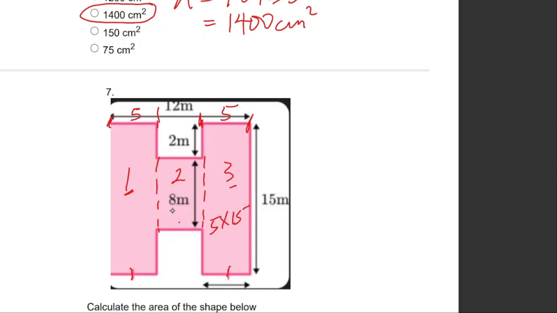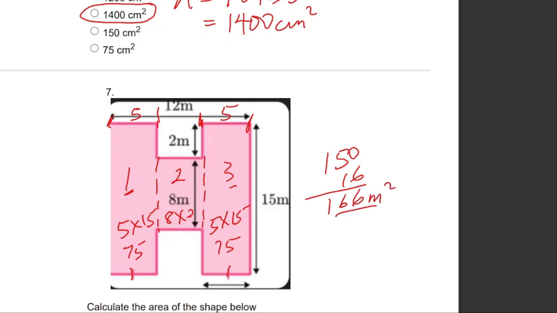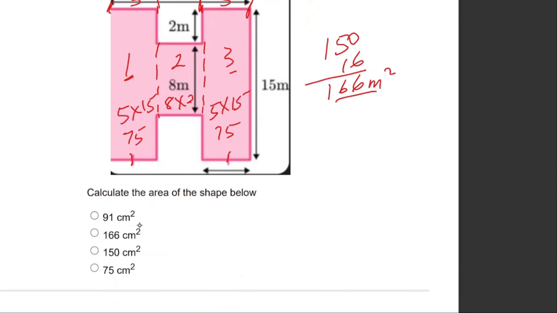Why the dimension of this one be what? 8 times 2. This one too, 5 times what? 15. So 5 times 15, that gives 75. So this is 75, 75. So this one is 16. So that means we have 150 plus 16. So that gives us 166 meter squared. So that gives us the answer, and that is option B as well. I believe this is very clear to you.